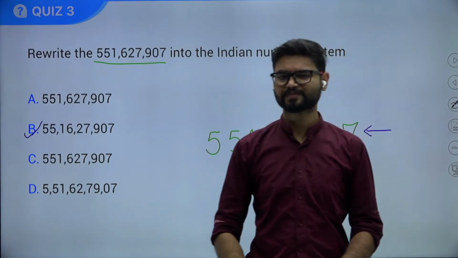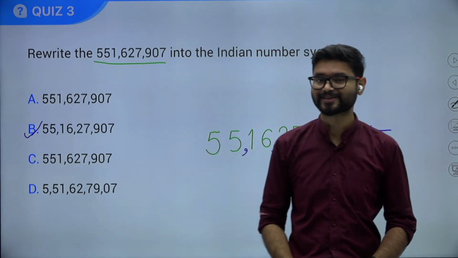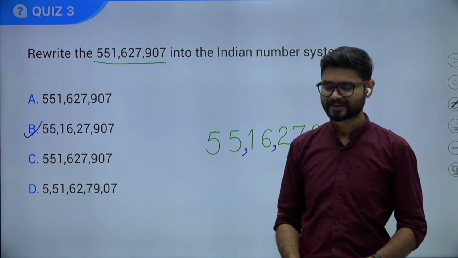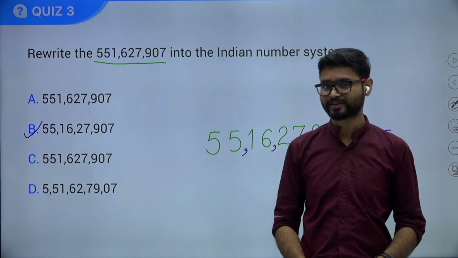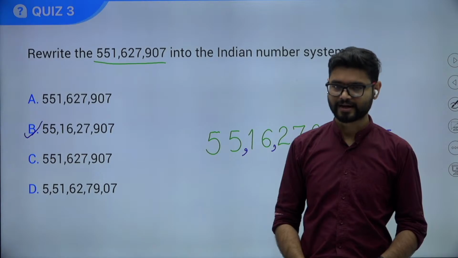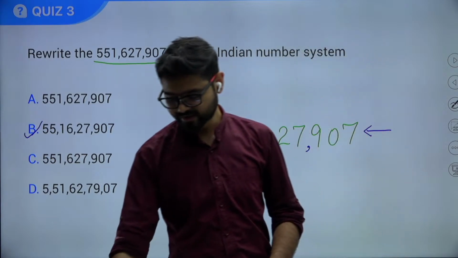Okay, understood this part? I hope you have understood this part. Yes or no? Let me know in the chat box whether you have understood this part or not. Okay, nice. Let's go next now.